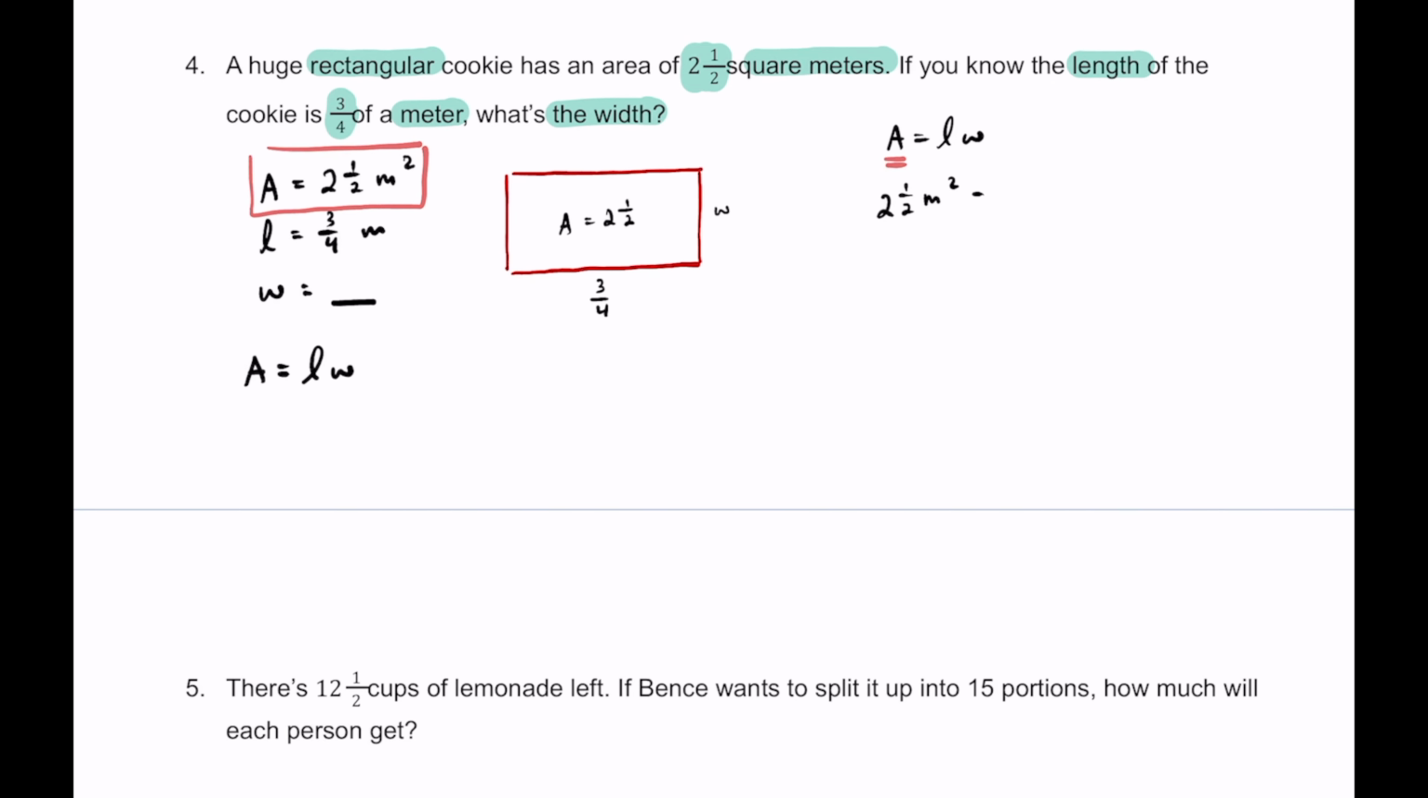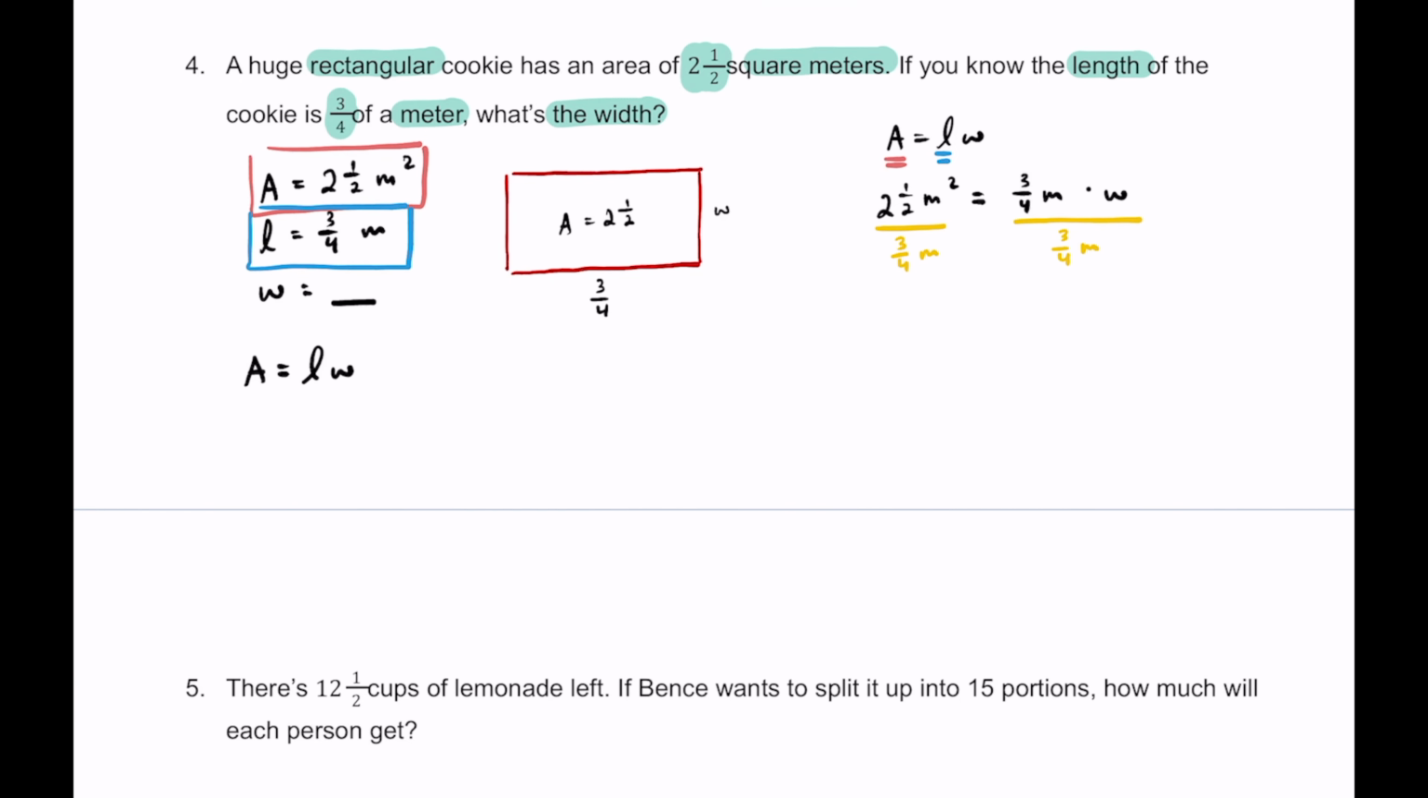So let's take this area here and make that 2.5 meters squared. And then what else do we know? We know the length. So this length over here is 3/4. So we're going to go ahead and substitute that in. So I'm going to write 3/4, and that's meters. And we're going to multiply that by the width, which we don't know what it is, right? And so if you want to find the width on its own, what are we going to have to do? We're going to have to use the division property of equality and divide this side by 3/4 meters and divide this side by 3/4 meters, right?